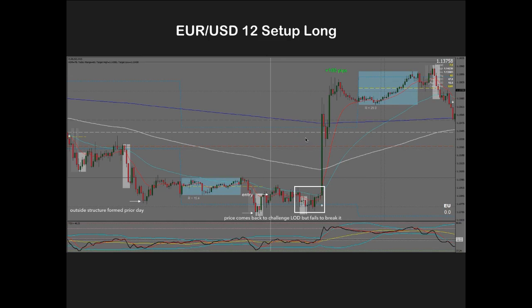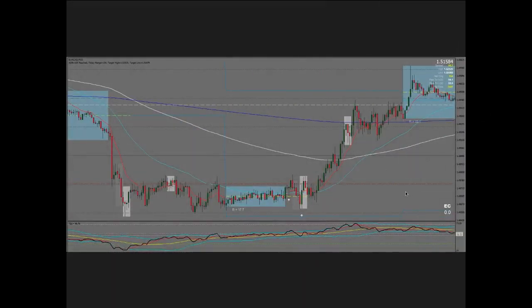So let's look at another example. This is EURUSD, and we're going to look at another 1-2 setup long. Here we can see again that price moves down, outside structure formed on the prior day. Now we have a couple different structures we can look at, because this can actually be considered a 1-2 trade or even a 2-2 setup, right? Because you can see we have a couple 2-leg structures here, one here and one here.